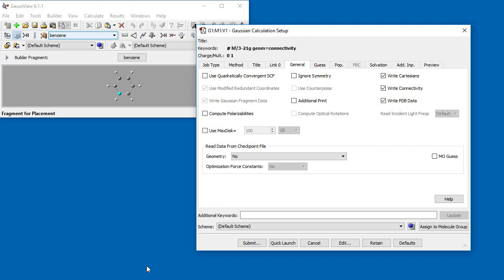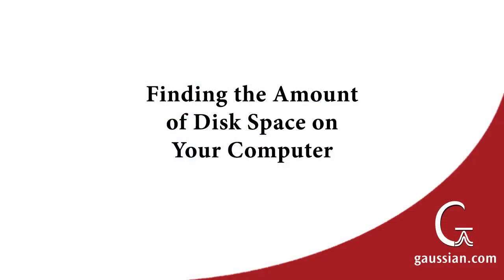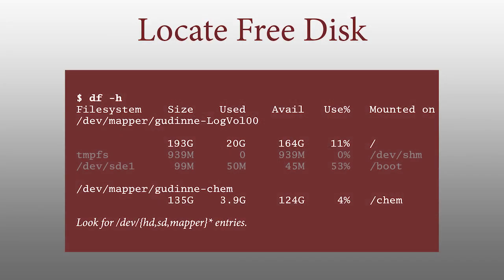Note that max disk is a Gaussian keyword, not a Link0 directive. Accordingly, it must be entered into the corresponding field on the General panel of the Gaussian calculation setup dialog. Here, we specify its value as 600 GB. You can find out the amount and locations of free disk space on various computers quite easily. On Linux systems, the df command will display a report for mounted file systems.